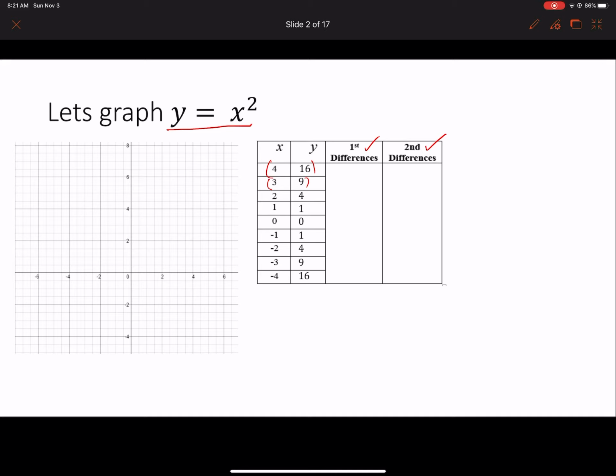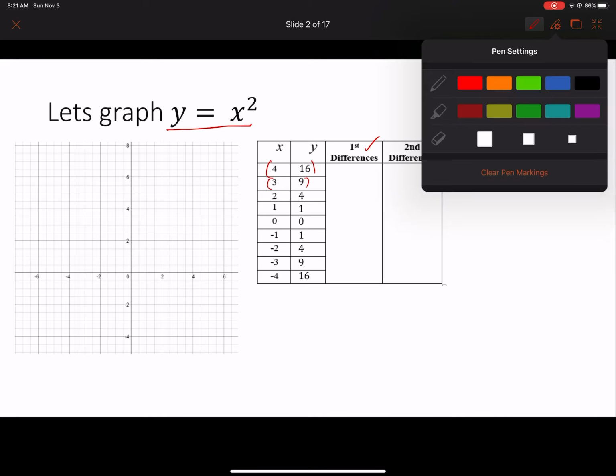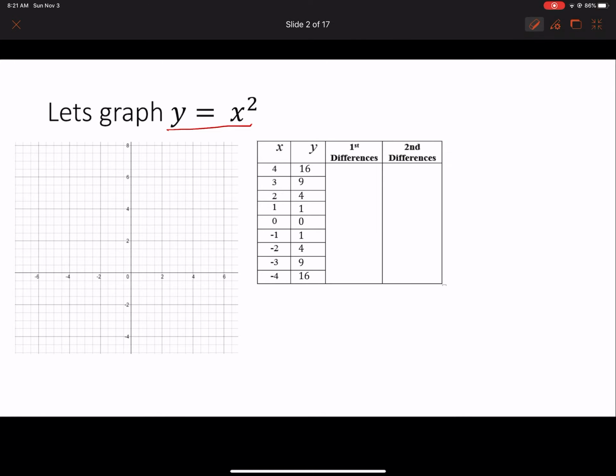But what does this first difference mean? What do first difference and second difference mean? We're going to learn about that right now. So we have our x and y values.